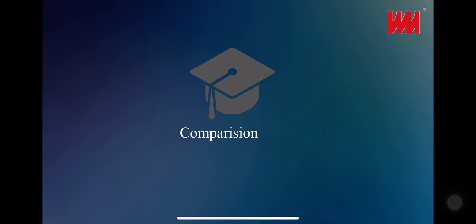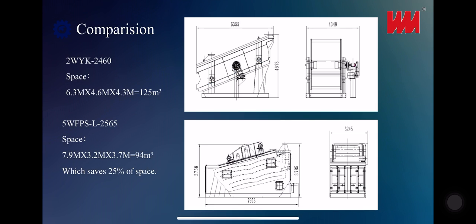Now let us make a comparison between our machine and the traditional circular motion screen. For the circular motion screen, this has a model 2460, 2 layers. The space is 125 cubic meters by calculation. And for the similar type, our machine model is 2565. The space is only 94 cubic meters. And you save 25% of the space.